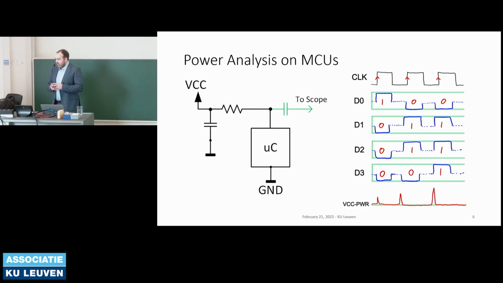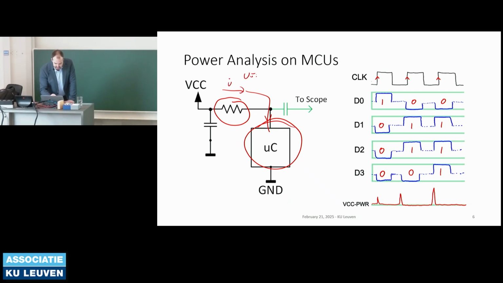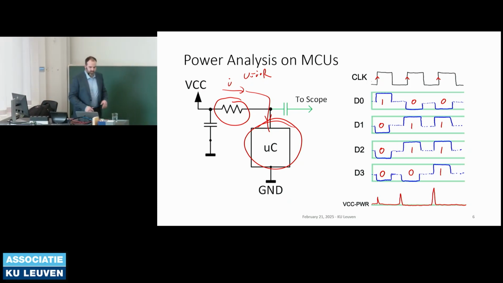The first one, power analysis, is a very simple way of understanding what a system is doing. Fundamentally, what we do is we have a microcontroller here, and we are monitoring the power going into it. We can monitor it a few different ways. What I'm using is a resistor, so that as current flows across the resistor, a voltage is developed across it, which is the current times the resistance.